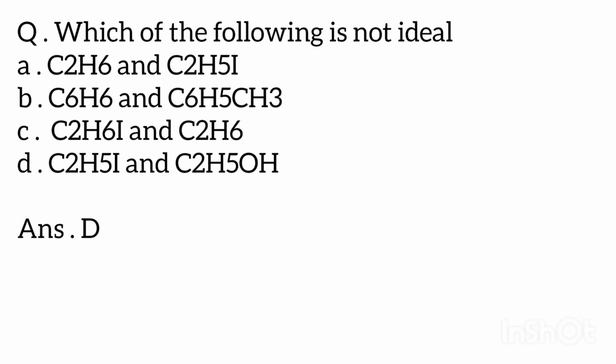Next question. Which of the following is not ideal? Option A, C2H6 and C2H5I. Option B, C6H6 and C6H5CH3. Option C, C6H6 and C2H6. Option D, C2H5I and C2H5OH. So the answer of this question is option D.